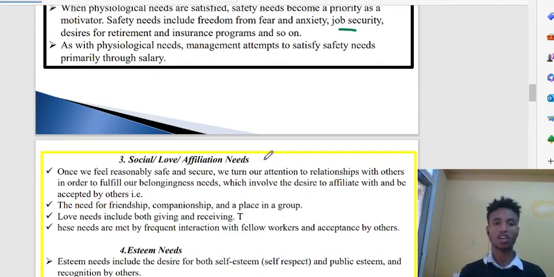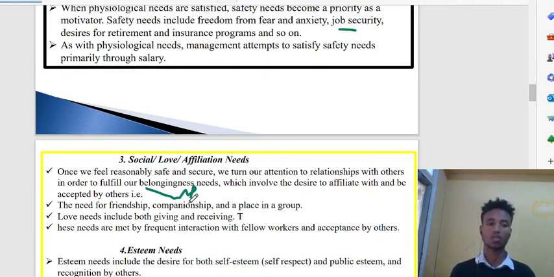Once we feel reasonably safe and secure, we turn our attention to relationships with other people in order to fulfill our belongingness. Love needs include both giving and receiving. We need relationships and the accomplishment of a place in a group.